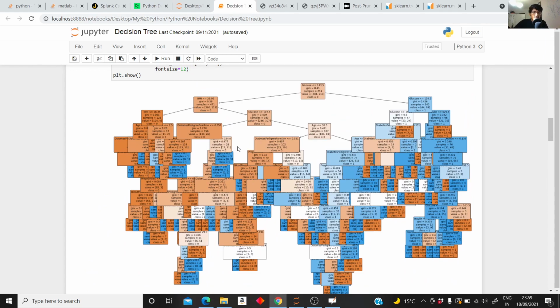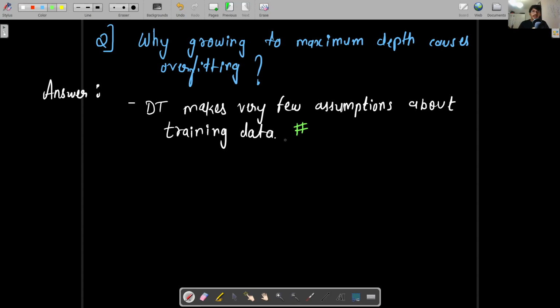So the question is, why am I saying it's an overfitted model here, and why it's not underfitting and just overfitting. So we'll try to see why growing to the maximum depth leads to overfitting.